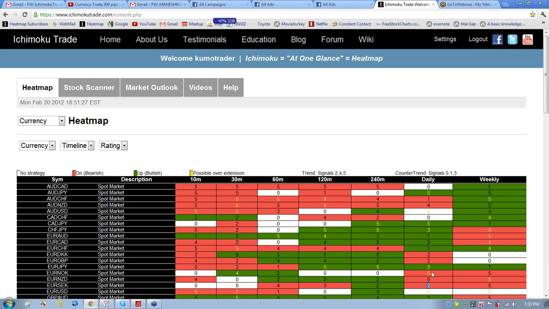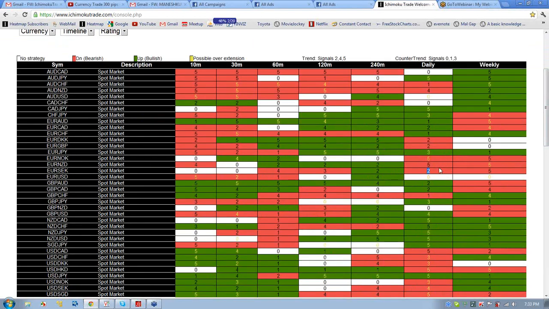If you look at this Euro SEK, the daily and weekly are both red and they're ready to go. Everyone understand that? So this is definitely a two time frame sell right now. Now, those are the higher time frames. In order for this thing to push down, the lower time frames have to be trending downwards too.